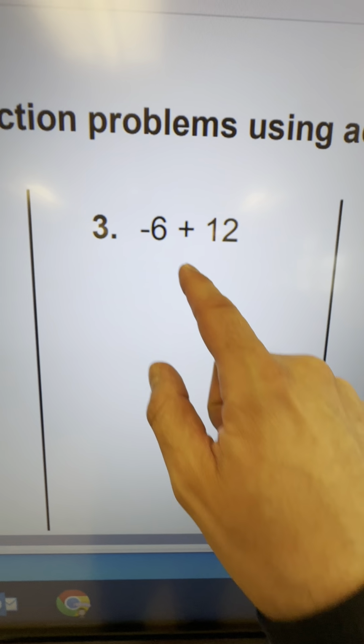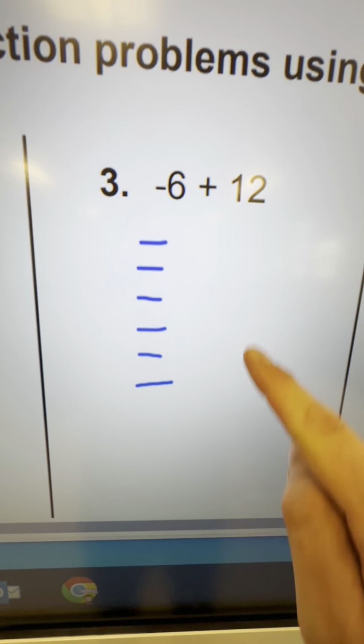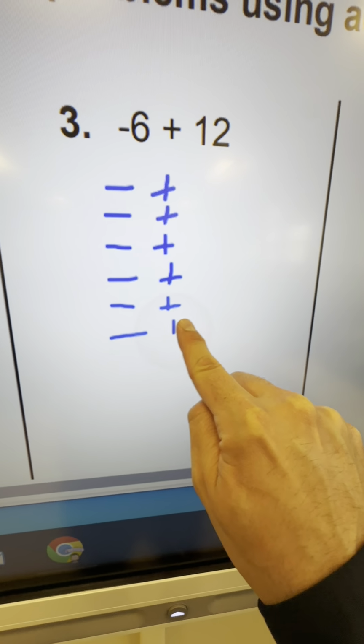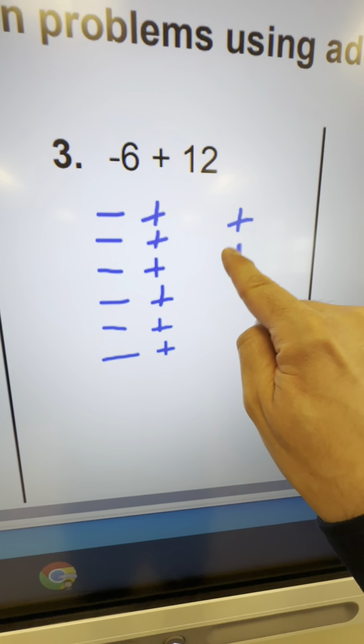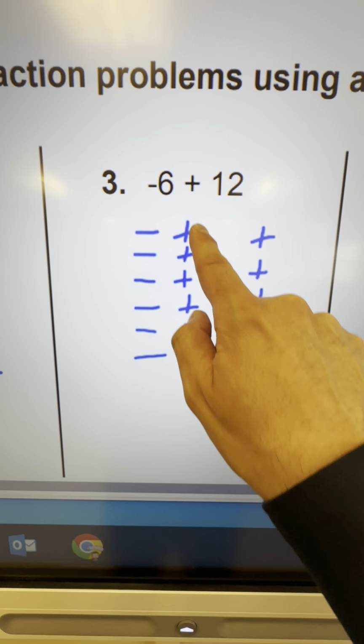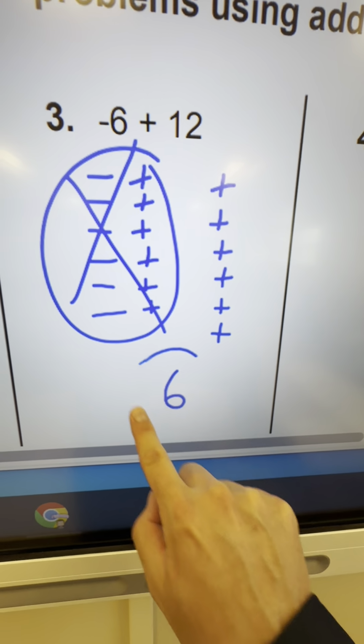The next example, 6 negatives. 1, 2, 3, 4, 5, 6. Add 12 positives. 1, 2, 3, 4, 5, 6, 7, 8, 9, 10, 11, 12. So you can see here that all these cancel out and we're left with a total of 6 positives. So my answer is +6.